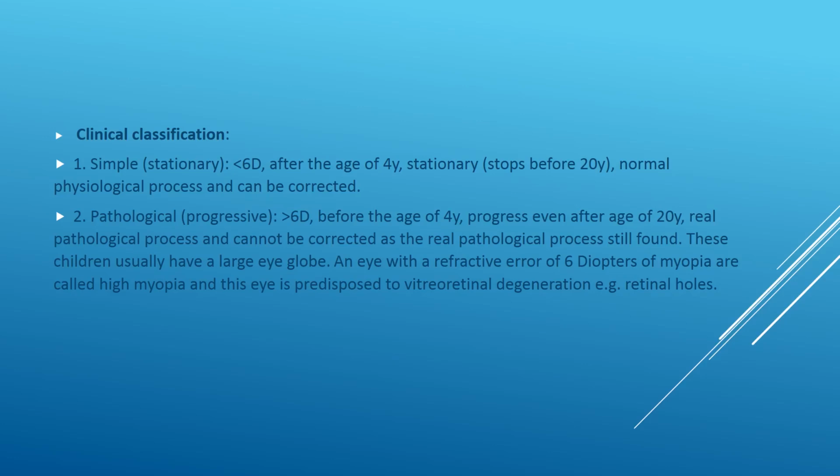These children usually have a large eye globe. An eye with refractive error of 6 diopters of myopia are called high myopia. This eye is predisposed to vitreoretinal degeneration, for example, retinal holes.